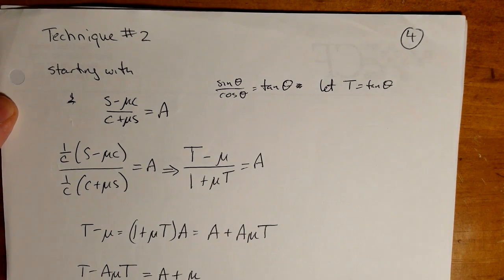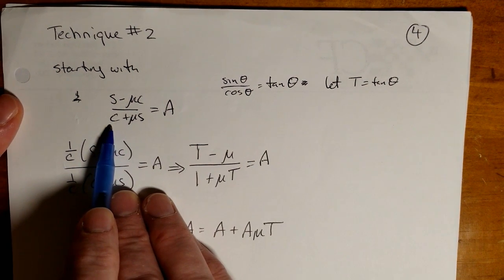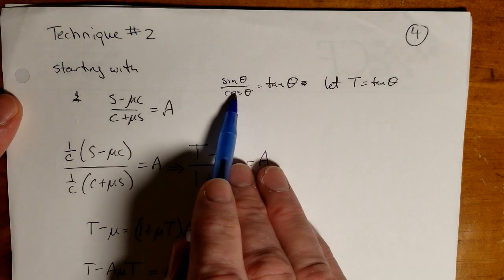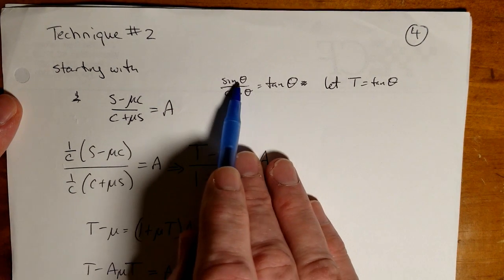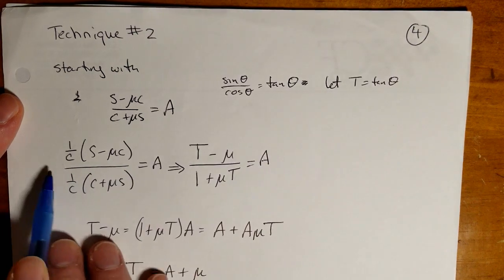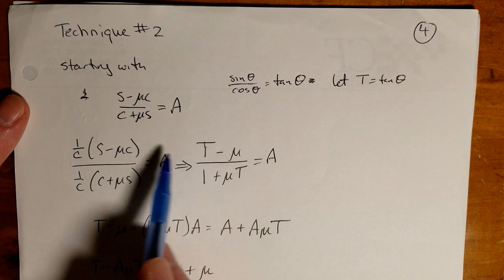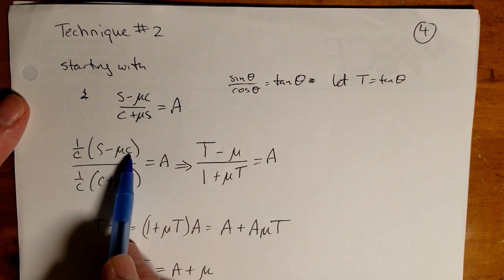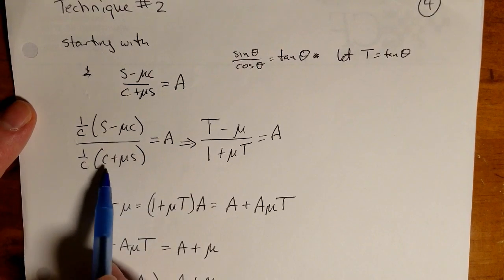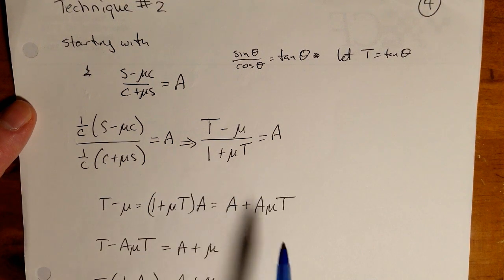So technique number 2, I'm going to start with where we were on page 2 of this, and exploit the fact that tangent is sine divided by cosine, and I'm just going to let capital T equal tangent of theta. And so I multiply top and bottom by 1 over cosine, and so I get sine over cosine, which is tangent. When I distribute to the second one, the cosine cancels out. Over here, cosine cancels out, left with a 1, and I get sine over cosine.